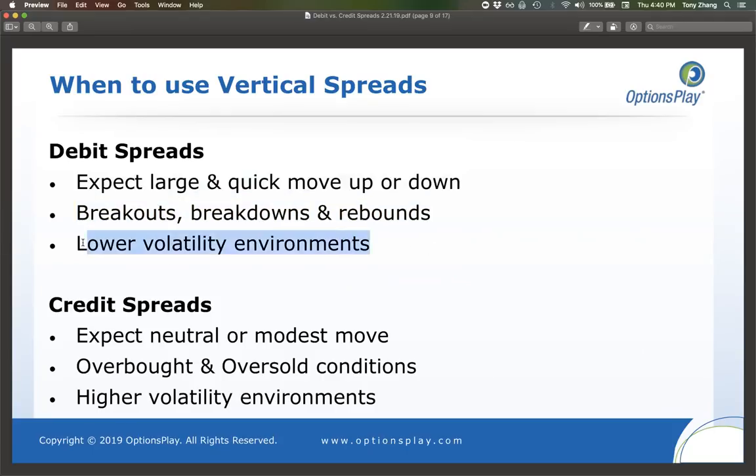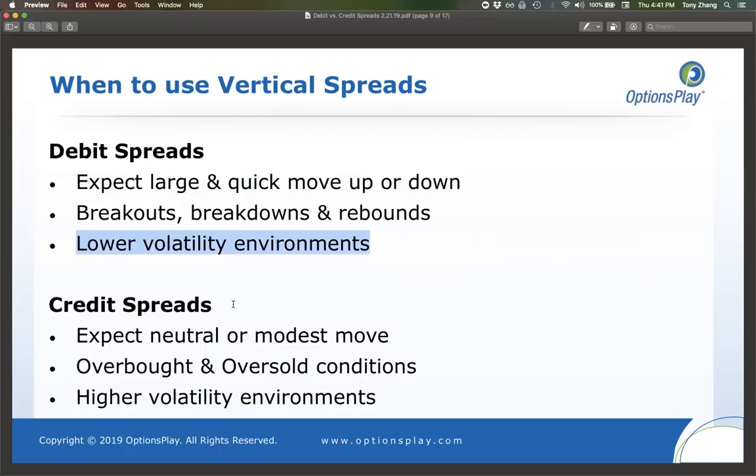And generally speaking, debit spreads will be more profitable in a lower volatility environment. And this is one of the things that I do want to address: while debit spreads are more profitable in a lower volatility environment, when you are in a higher volatility environment, that doesn't mean that you can't trade debit spreads. And I'll talk a little bit on the next slide about why that's the case.